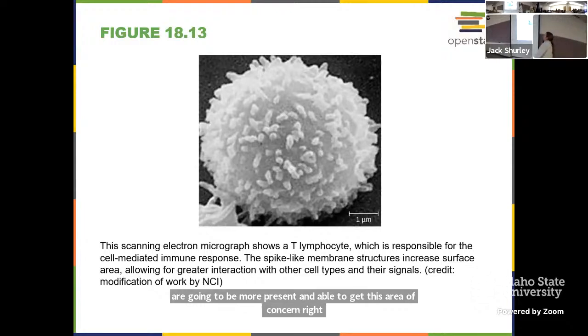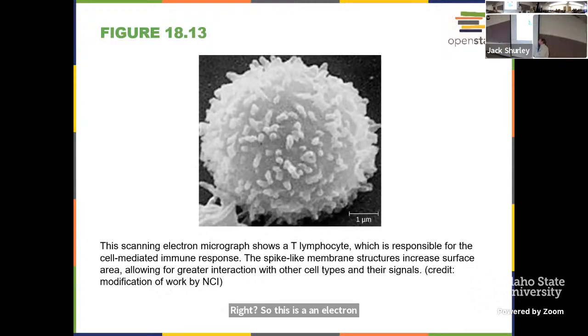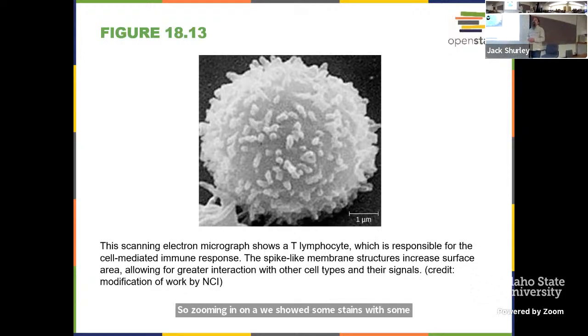So this is an electron micrograph, a scanning electron micrograph of a T lymphocyte. So zooming in on it, we showed some stains with some of our white cells, and you could see lymphocytes, but just from a regular blood smear, you can't tell the difference between a B cell and a T cell. They look pretty much the same. So this image of this T cell, if we were to have a B cell up there, there'd be some similarity with that as well. All right.